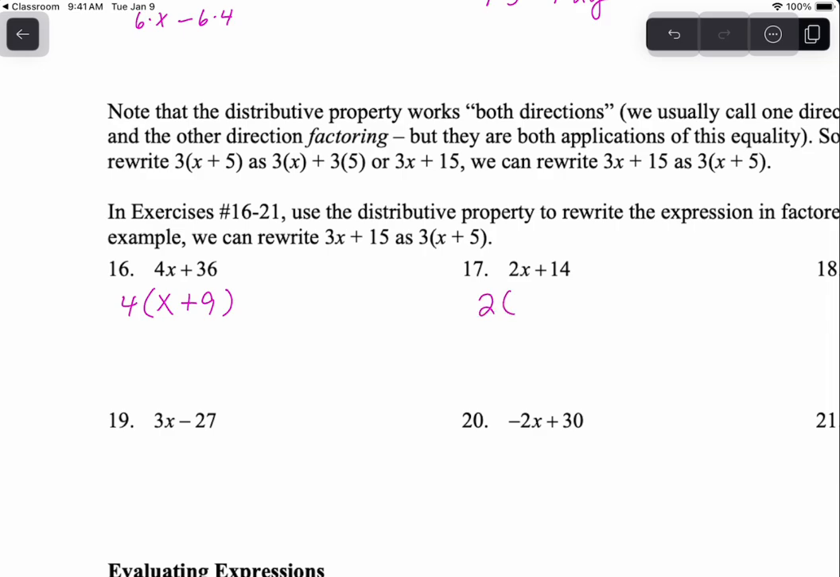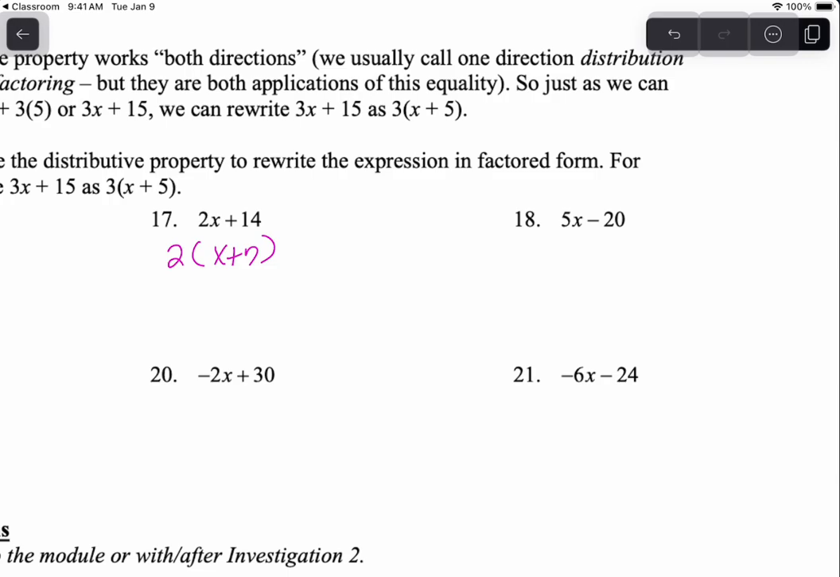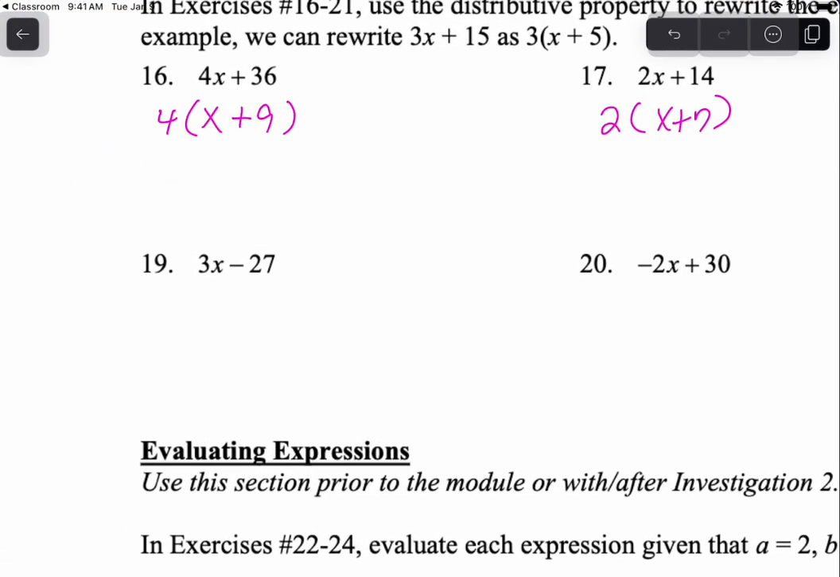17, you should remove a 2. So that's x plus 7. You can always check your factorization by distribution. So if we distribute it back in, if you don't get 2x plus 14, then your answer is wrong, okay? 18, what can we remove from 18? Yeah, you can take out a 5 from both pieces, leaving us with x minus 4. 19, we can remove a 3, x minus 9.